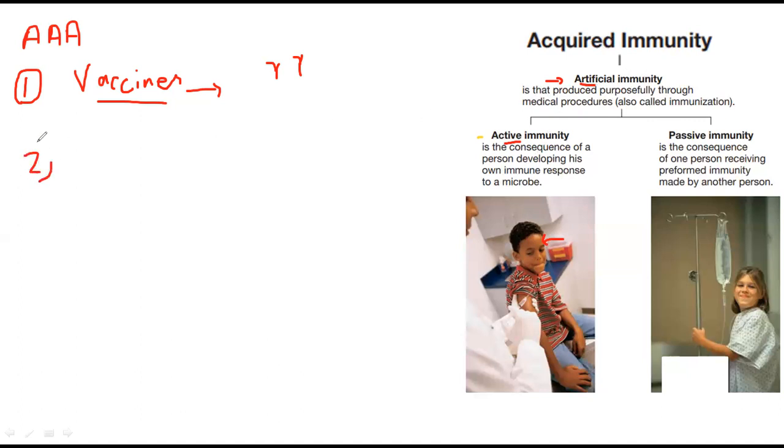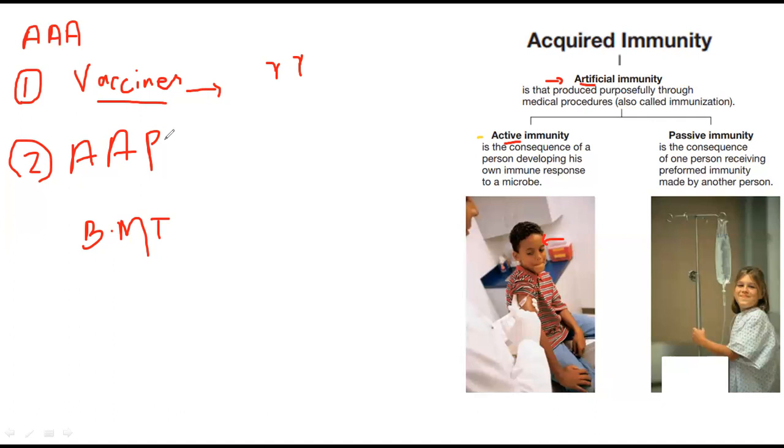The second one is acquired artificial passive immunity. The best example of acquired artificial passive immunity is the bone marrow transplant, BMT. Bone marrow is artificially taken from a person and injected into another person. It contains ready-made antibodies, immune cells, and hematopoietic stem cells.